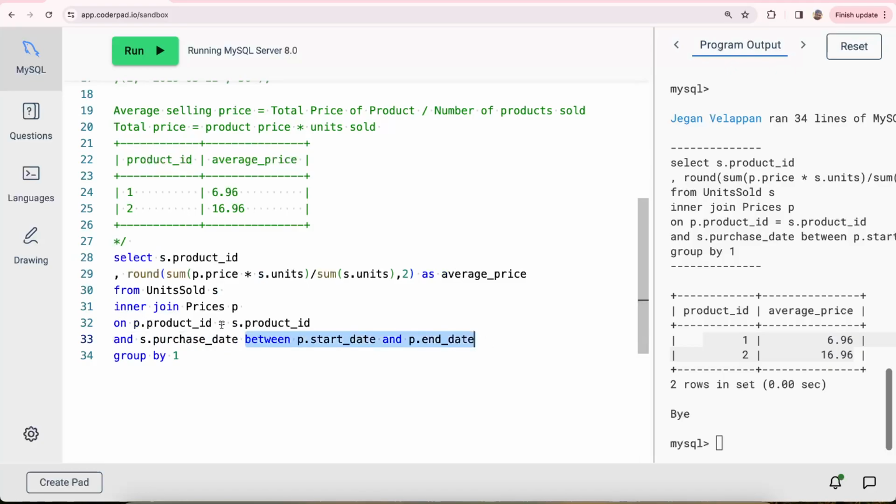So we use that condition to get the total price, and then we use the sum of units to get the average price of every product. So every product is going to be grouped by the product ID. So you get the price based on every product. So this is a straightforward and simple inner join query. Only thing is you have to know how to implement the formula based on the given condition.